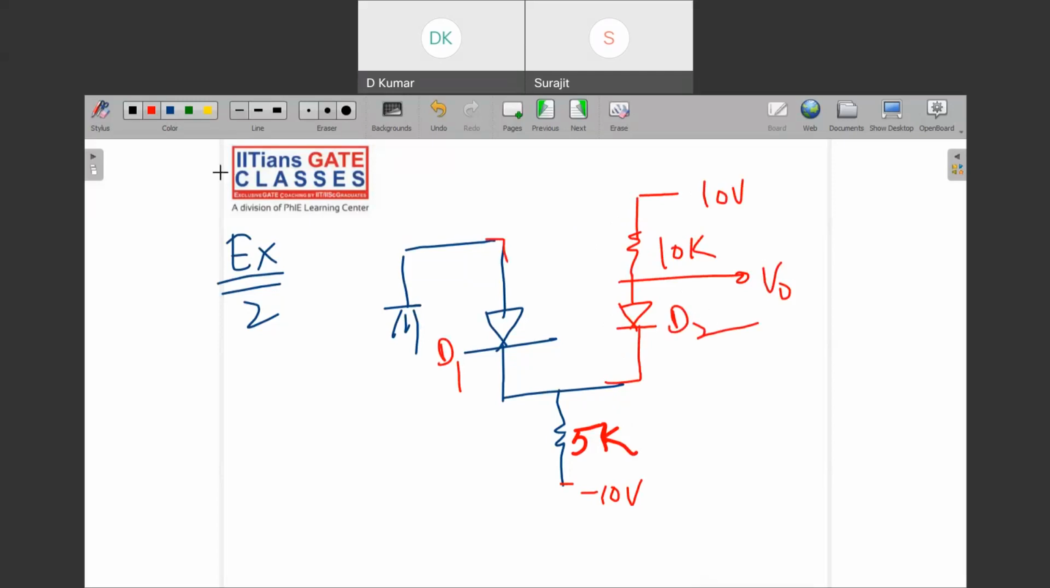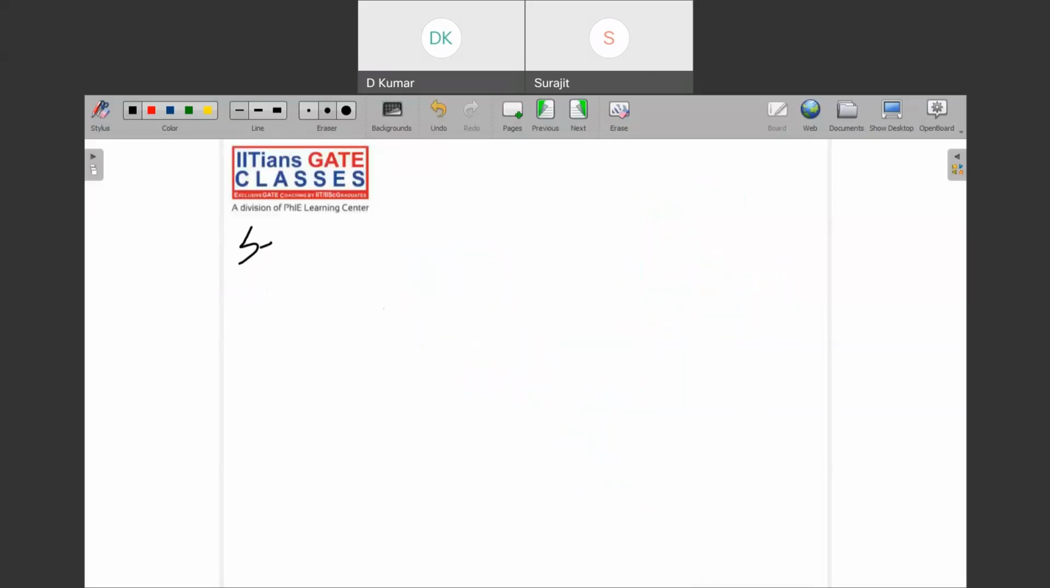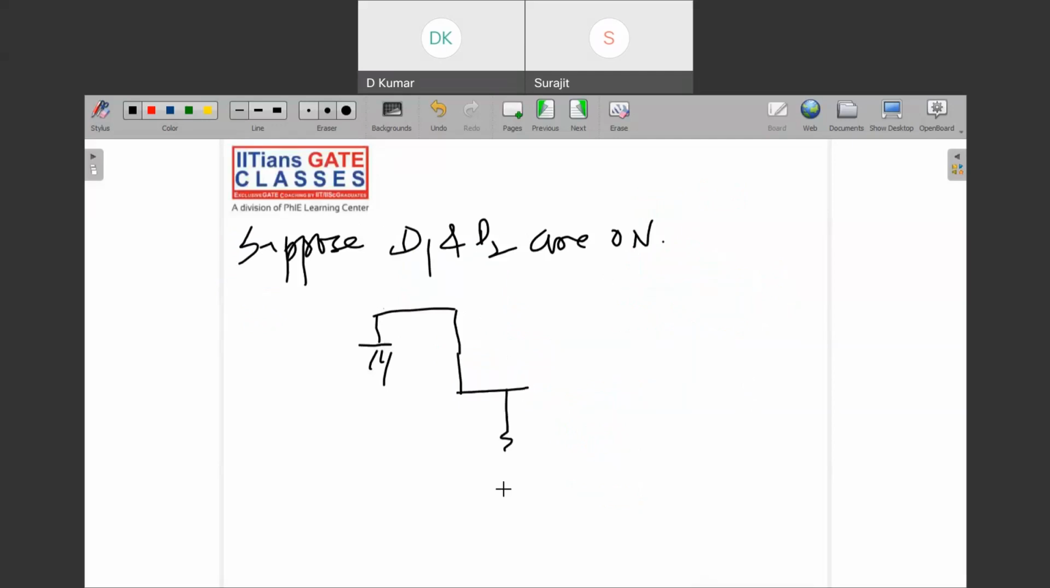So what do you comment on the status of a diode? Yes, Surajit. Suppose the diode is on, right? What is the current here? Next, let us go to the next page. Suppose D1 and D2 are on, right? So replace it by this guy. Yes, this is minus 10 volt, 5 directly connected, plus 10 volt.